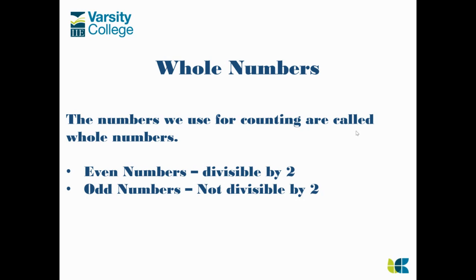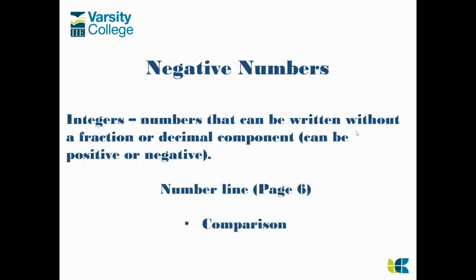So if we say 3 divided by 2, what do we get? 1.5. You don't get a whole number. In other words, you say it's not divisible by 2. These numbers are divisible by 1, because 1 into anything is equal to that number, or divisible by itself. Does it make sense? Awesome. Then we have negative numbers.